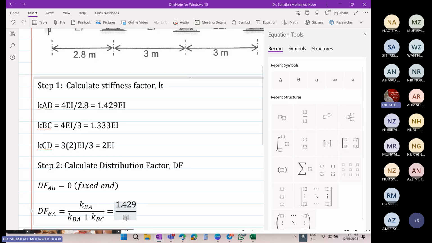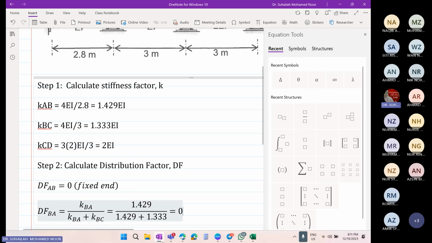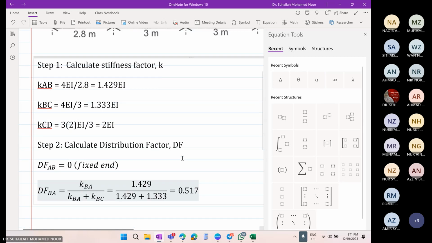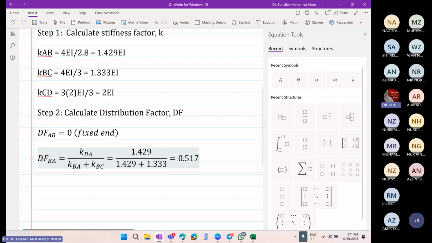So it is 1.429 divided by 1.429 plus 1.333. We get 0.517. Okay, this is how we calculate the distribution factor for BA.